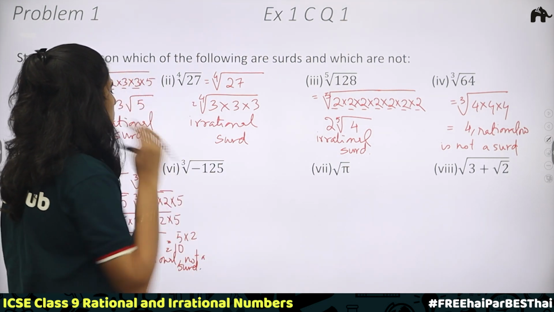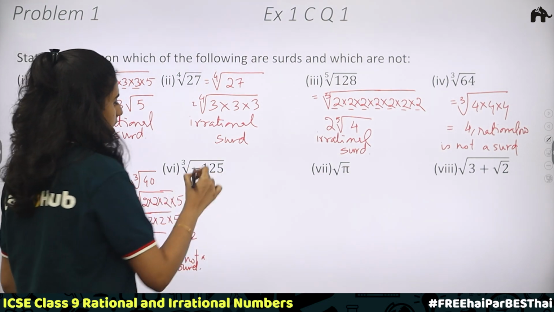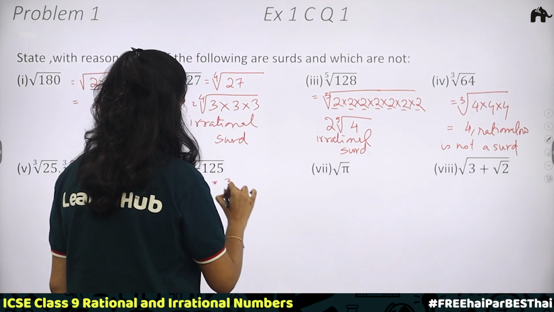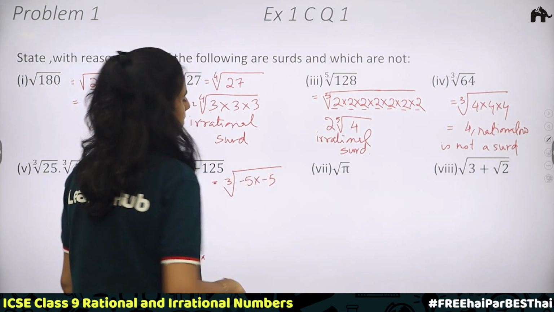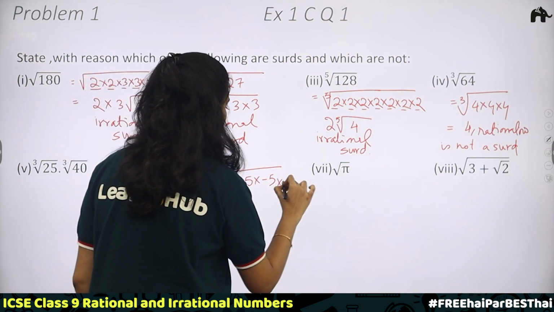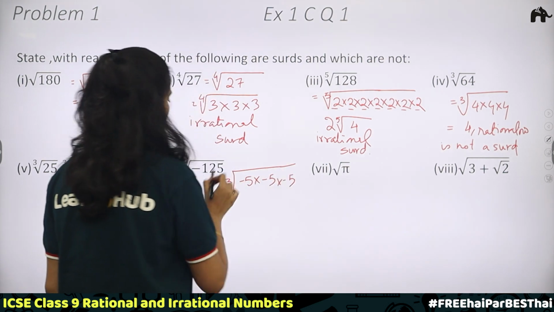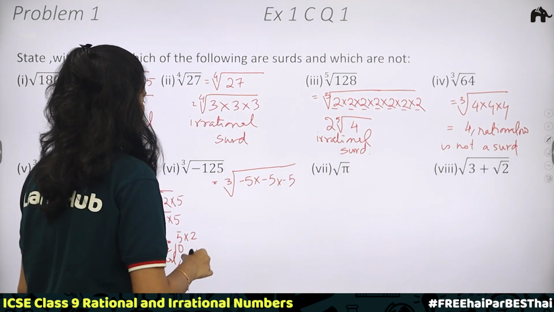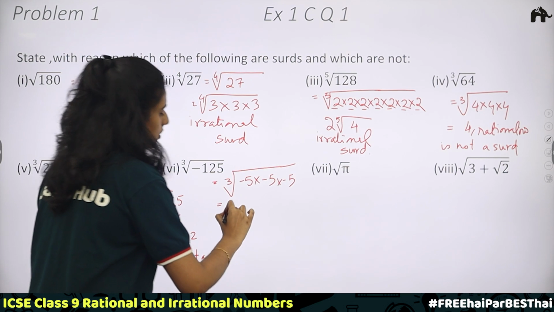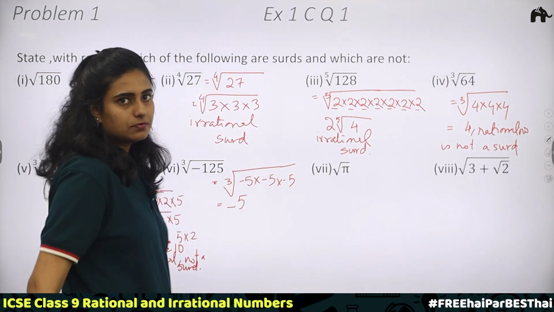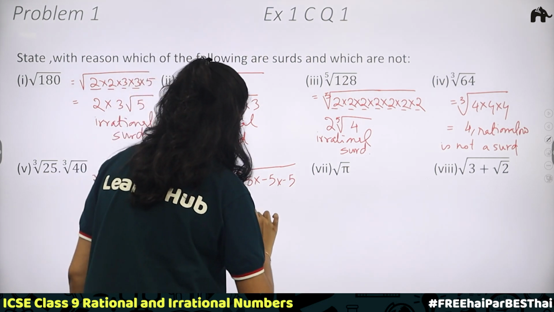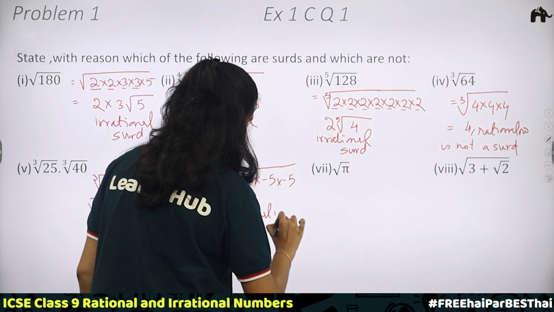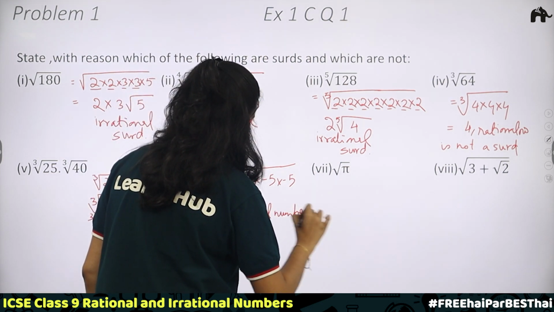So, next one. Here we need the cube root of minus 125. How do we get minus 125? Cube root of minus 5 into minus 5 is 25. 25 into minus 5 is minus 125. So when you take the cube root, what is the cube root? Cube root will be minus 5. Okay, minus 5 we know is a rational number. This is a rational number and hence not a surd.